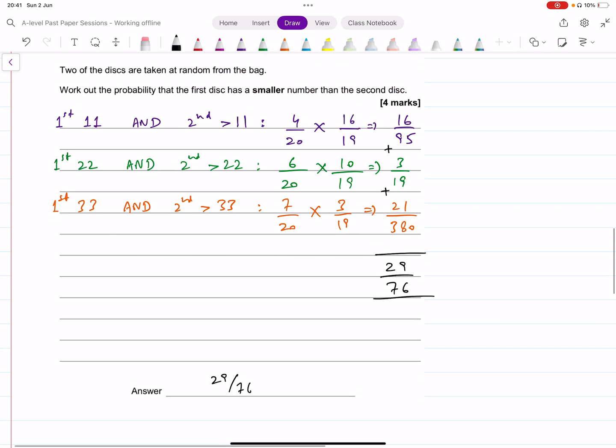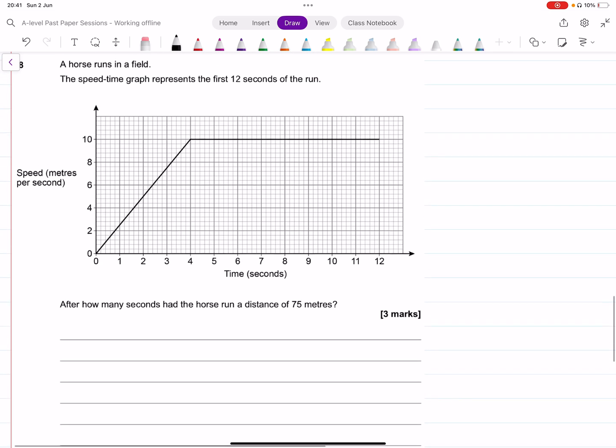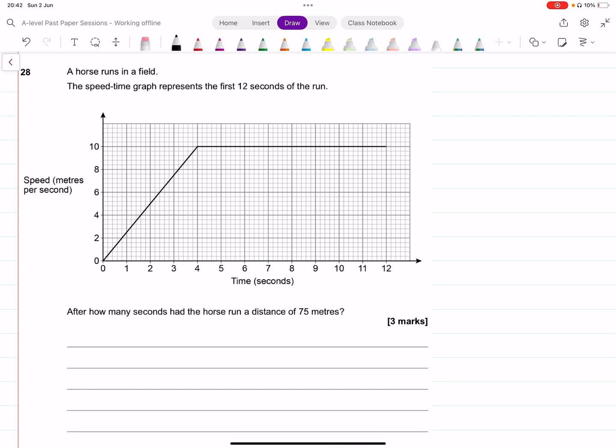29 over 76. Okay, let's have a look at the next one, possibly the last one from this paper. Okay, so it says a horse runs in a field. The speed time graph represents the first 12 seconds of the run. After how many seconds had the horse run a distance of 75 meters? So we've got information about the first 12 seconds of the journey.